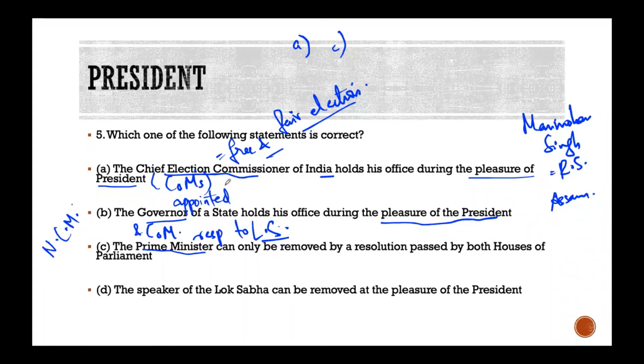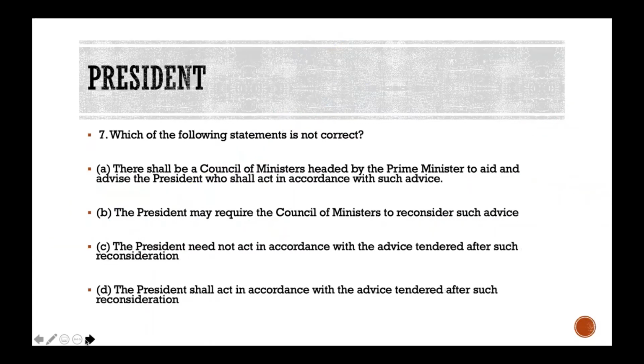The Speaker of the Lok Sabha can be removed by the pleasure of the President? No, there are certain provisions, again, we'll see that in the Parliament chapter. The answer is B. B for Boppe. That was a tough one, I guess.